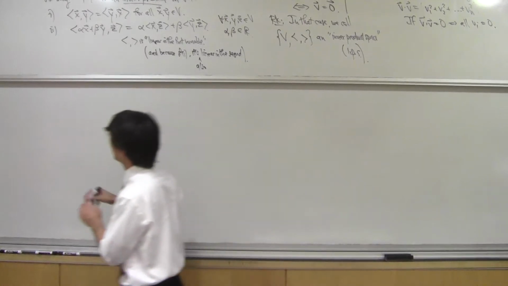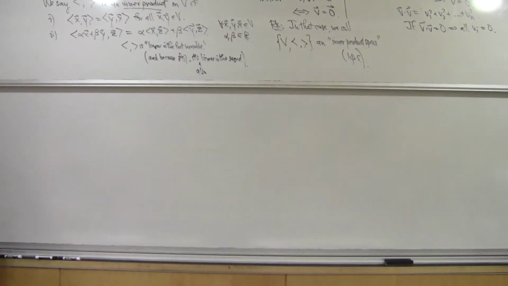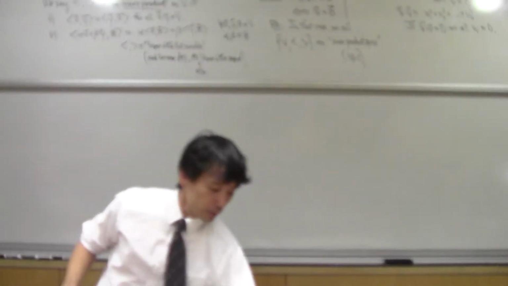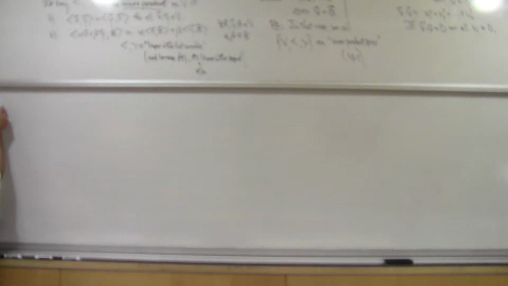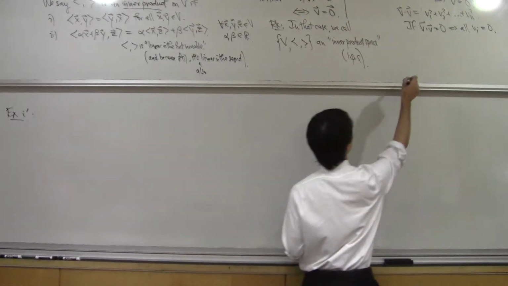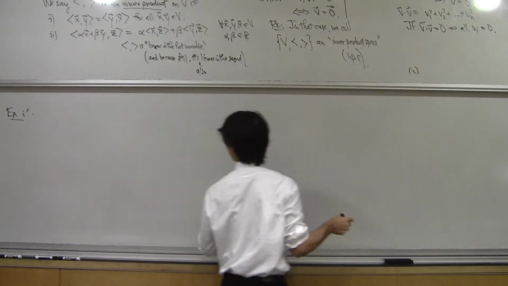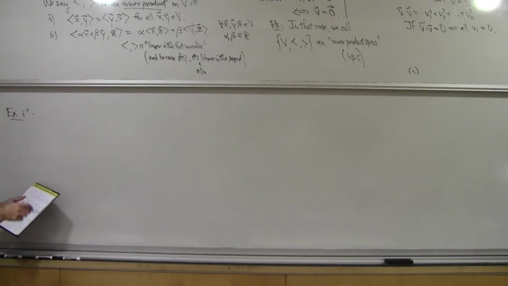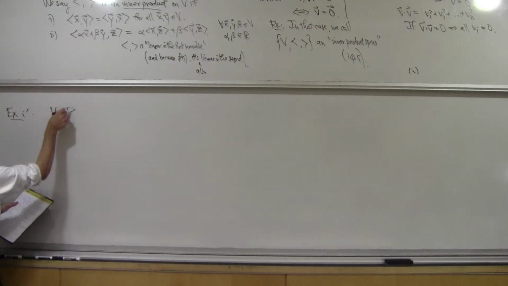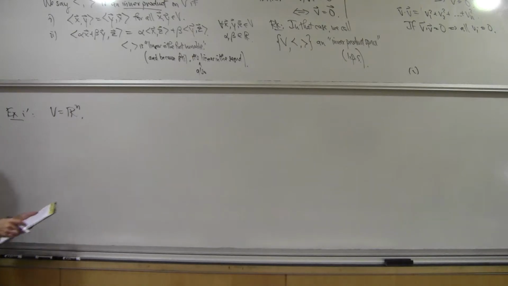Okay, let's give a couple more examples. We'll give a few more examples of inner products. Example 1 prime. That was actually example 1 up there. Example 1 prime is, again, let's take Euclidean space, but now we're going to make a sort of funny dot product.